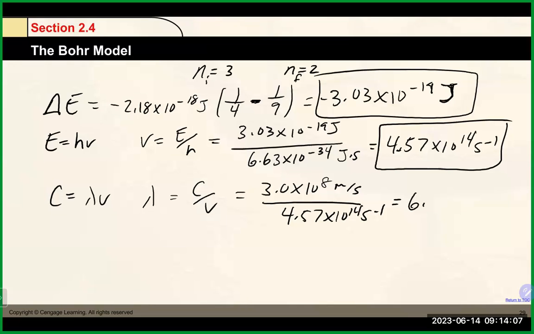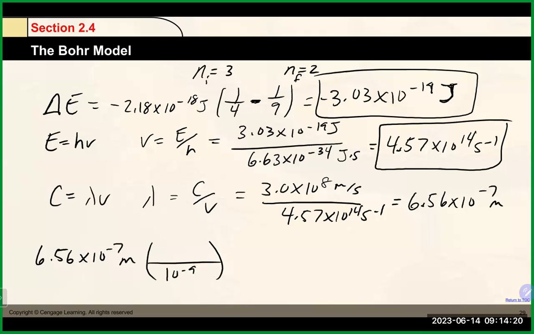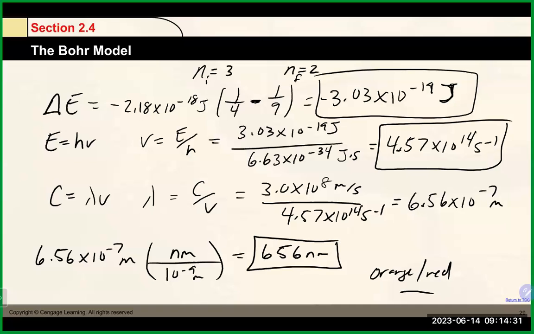Going to give us 6.56 times 10 to the minus 7 meters. Doing our conversion again to take it to nanometers: 10 to the minus 9 meters is a nanometer. That gives us 656 nanometers here. I don't know, orange, red-ish type color. And again, as you can see, there are a couple of different pathways you could take on these problems, depending on which way you go. They should pretty much give you the same answer regardless of which way you go.